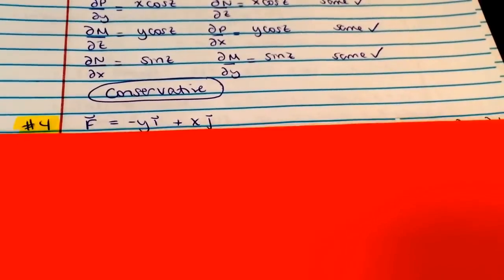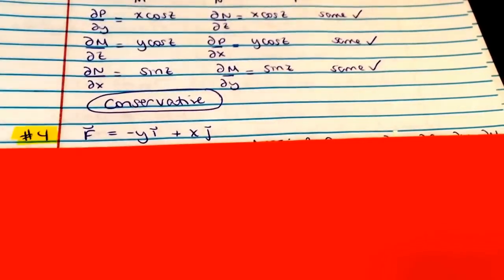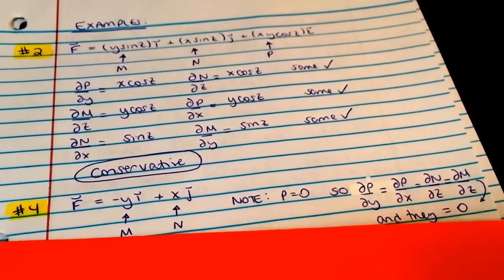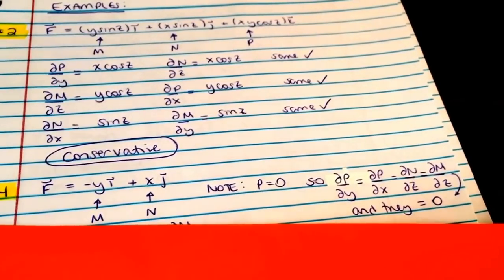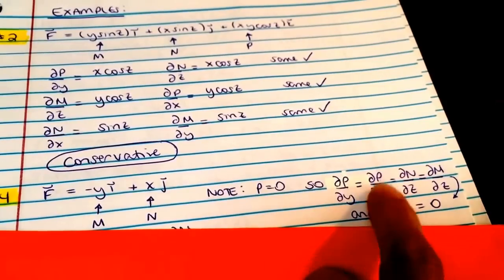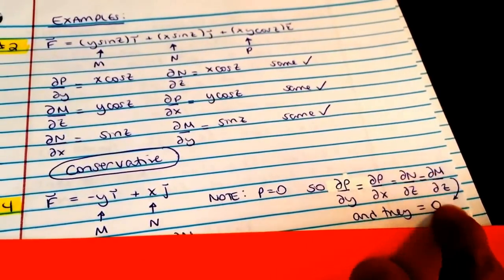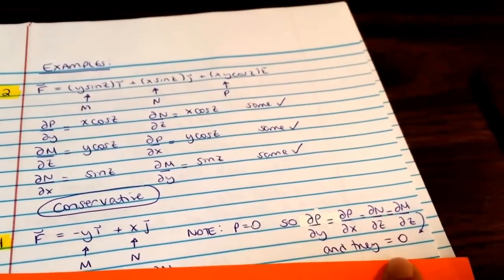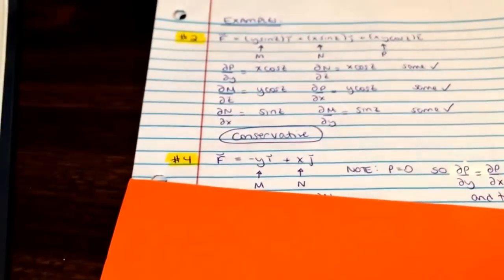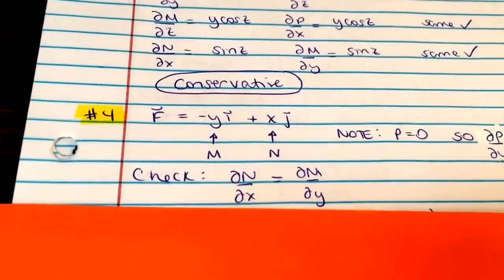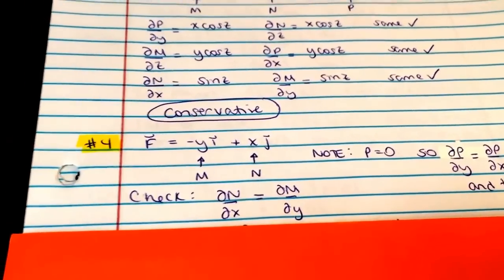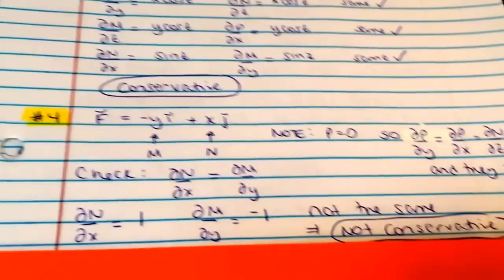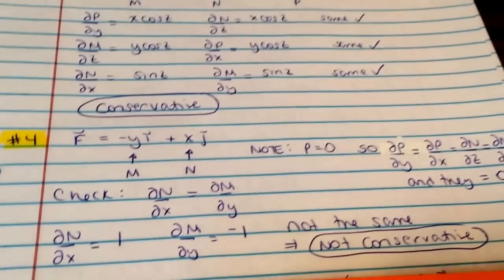All right, so you try by yourself. Number 4. This one, there is no k, so that means the p is 0. So notice, if the p is 0, then dp dy, dp dx, dn dz, dm dz, they're all 0. So if that's the case, you're only having to actually check one of those 3 groups. Okay, so check that yourself and see what you think. All right, so here's the one you should have checked. I forgot to tell you to pause the video, but hopefully you paused the video. Here's the one you should have checked. So dn dx is 1, dm dy is -1. Those were not the same, so it's not conservative.